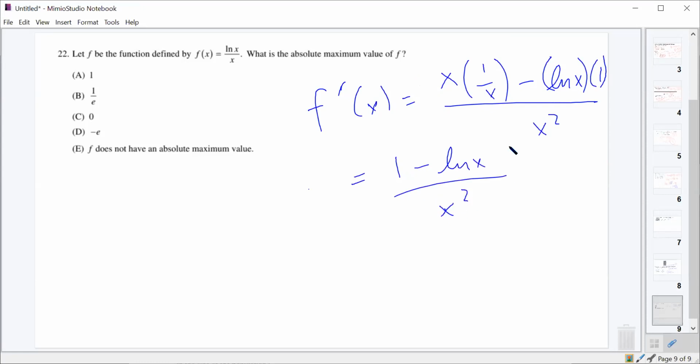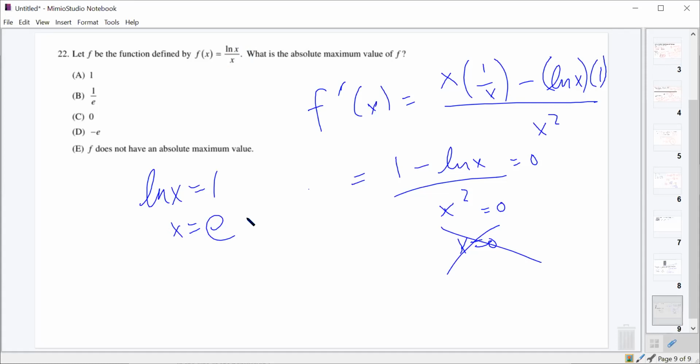And we end up with two potential critical values. We look at the numerator equaling 0 and the denominator equaling 0. Well, one gives us 0. 0 is not defined on our original function, both because you can't take the natural log of 0, and also because you can't divide by 0. So this is not a critical value. But 1 minus ln x equals 0 tells us that ln x equals 1 and x equals e.